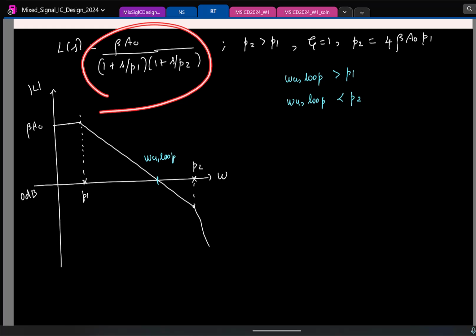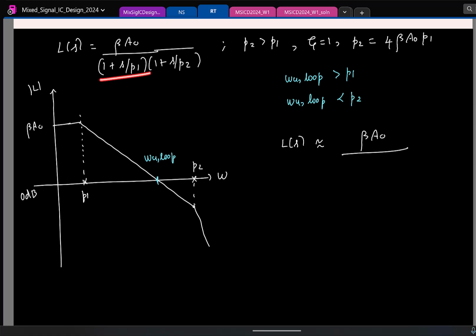So in this expression, I know that I am looking at a frequency greater than P1. So how can I approximate the first term, 1 plus S by P1? I am looking at a frequency much greater than P1. So how can I approximate this as S by P1? Fine. Look at the second term, 1 plus S by P2. I am looking at a value of frequency much smaller than P2. So how can you approximate this as 1?